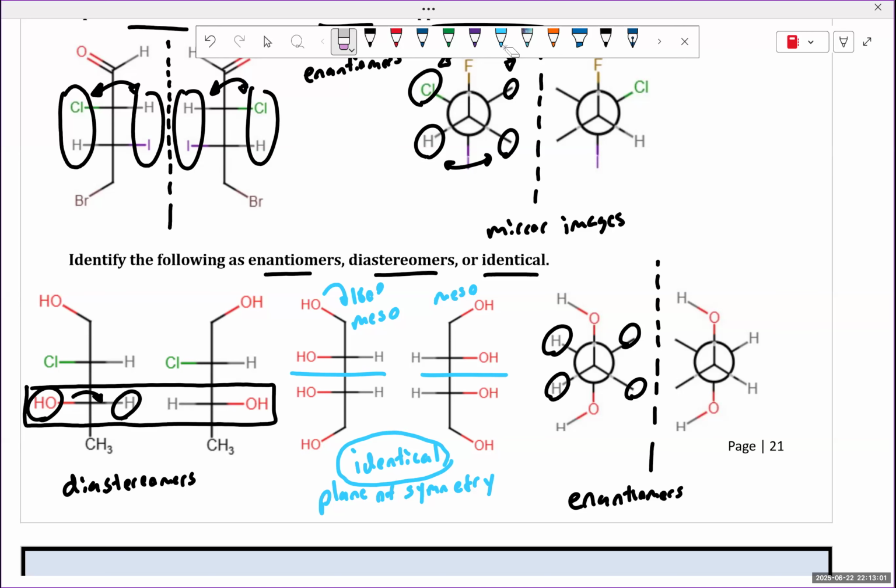So the reason why I chose this example in particular is that you always need to check, before doing any further analysis, whether the compound you're looking at is a meso compound or not. That's very, very important.